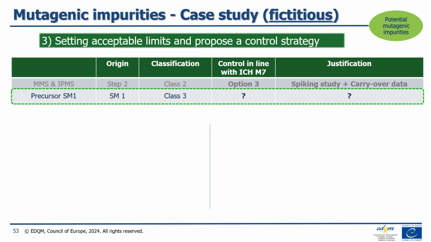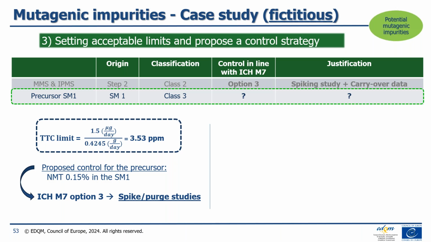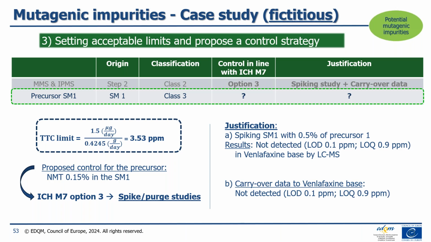So coming to the second example, which has been classified as class 3, the precursor of the starting material. So again, the TTC limit applies, and the proposed control is set at not more than 50% in the starting material. So again, this refers to ICH M7 option 3. And the justification, again based on spike and purge studies, would be that spiking of the starting material with 0.5% of the precursor was performed.